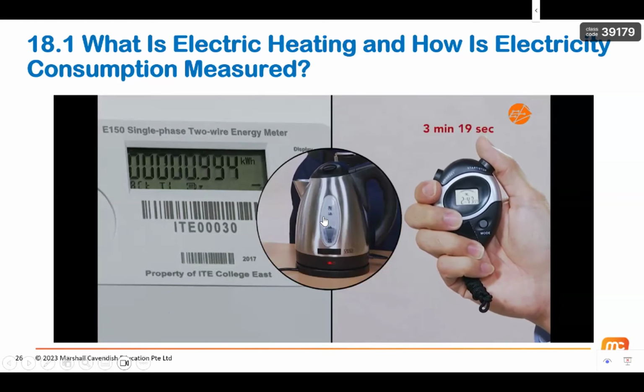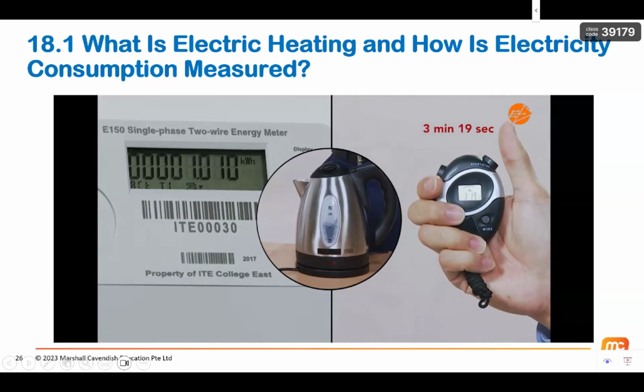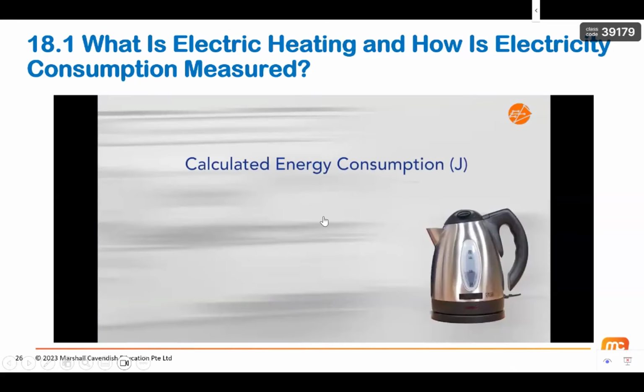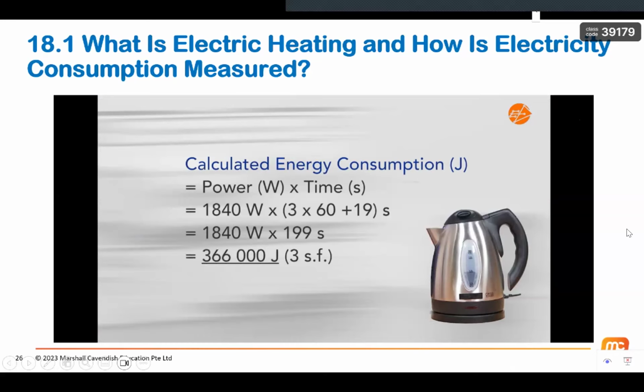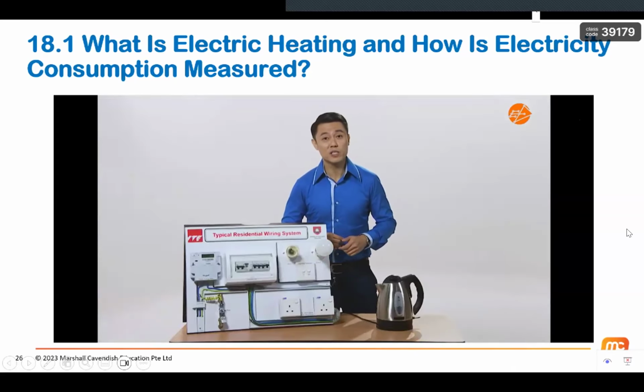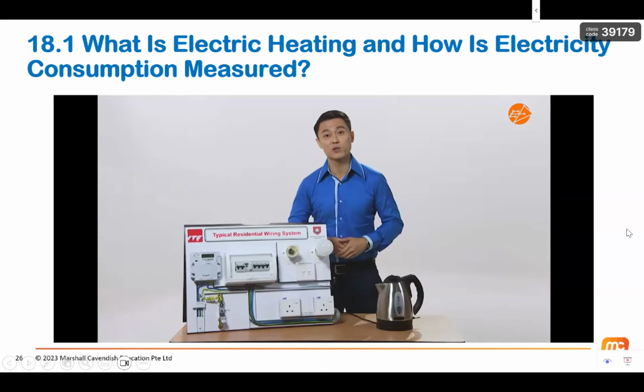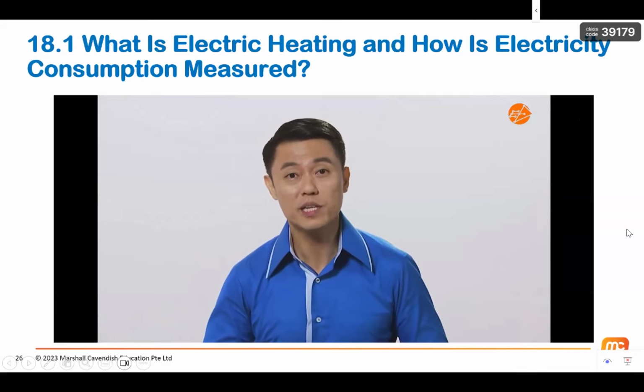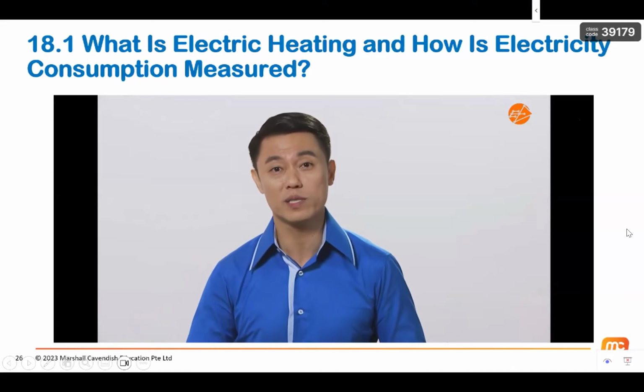It takes about 3 minutes and 19 seconds to boil 1 liter of water. The final reading on the electricity meter is 1.010 kilowatt hours. The energy consumption in joules is calculated as power in watts multiplied by time in seconds. In this case, the energy consumption is about 366,000 joules. Notice that calculating energy consumption in joules gives us a very large value to handle. For practical purposes, we usually calculate energy consumption in kilowatt hours.